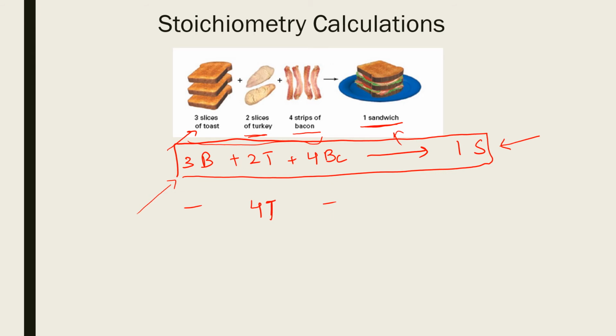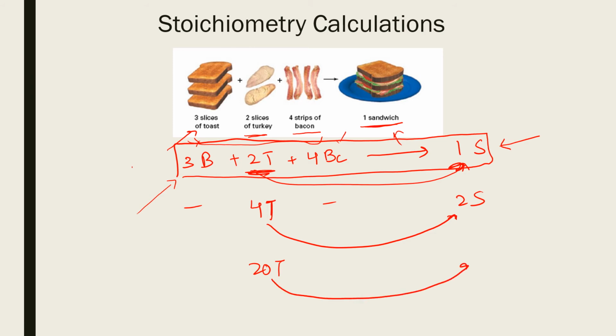So from the equation, I can calculate the mole ratio or the ratio. 2 turkeys give me 1 sandwich provided I have enough bacon and enough bread. So I'm going to ignore the other 2 components. If 2 turkey slices give me 1 sandwich, then 4 turkey should give me 2 sandwiches. All right. So what if I have 20 turkey slices? If 2 are giving me 1 sandwich, then 20 will give me 10 sandwiches. So this is called the ratio between reactants and products.